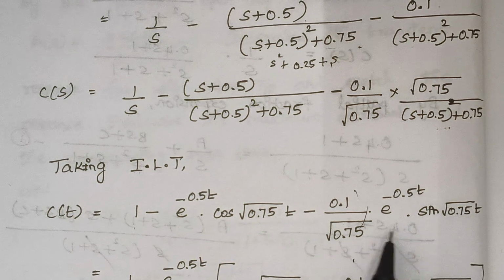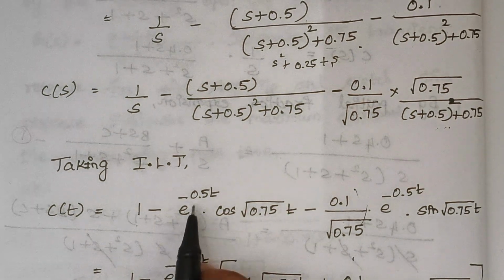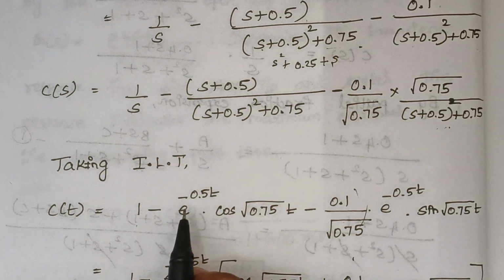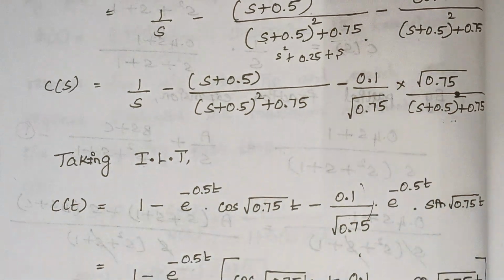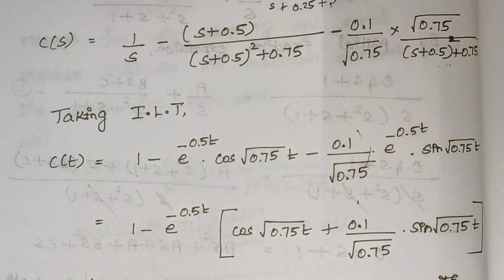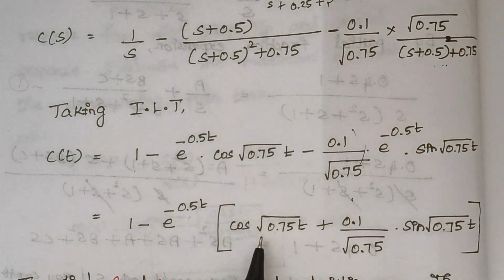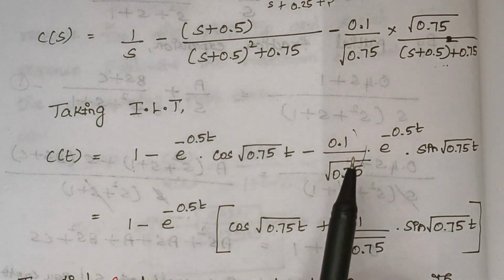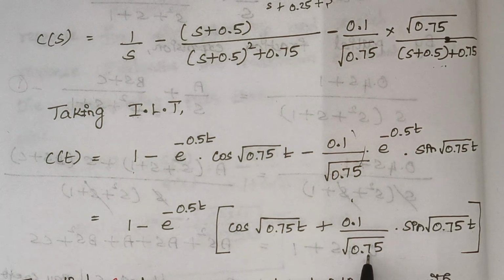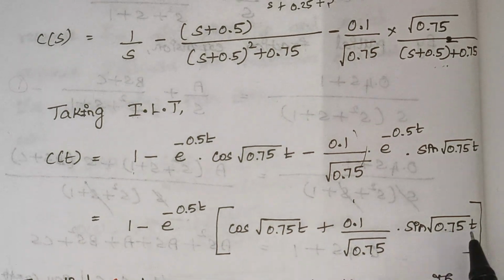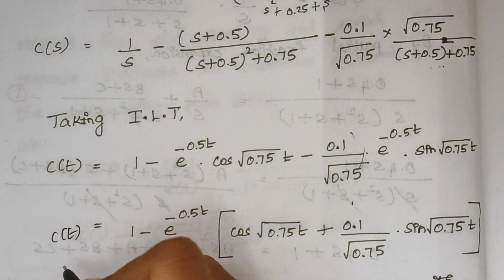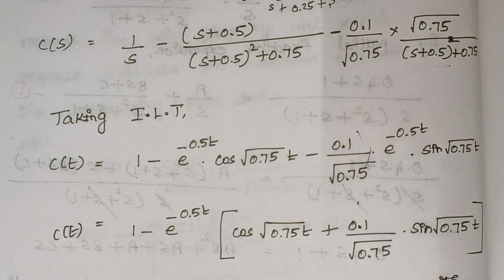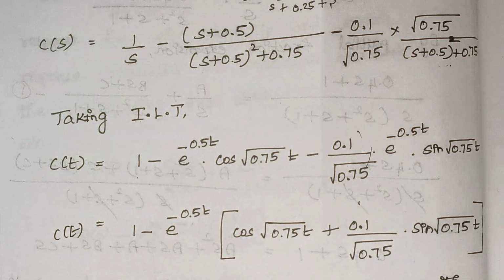Now in this expression we are having minus e power minus 0.5t term as common. So I am taking these two terms commonly outside. So when you take this term outside, the remaining terms are cos of square root of 0.75t plus 0.1 by square root of 0.75 into sine of square root of 0.75t. So this is our final output response of the system, or transient response of the system.